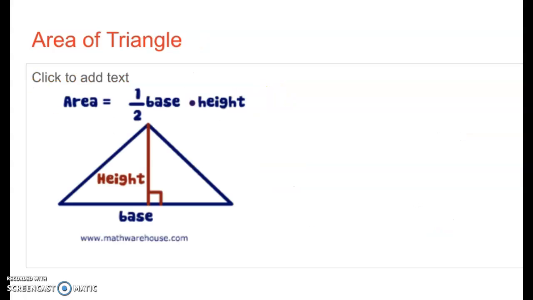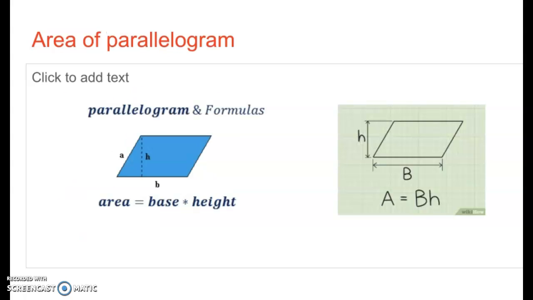Now we are going to talk about the formula for finding the area of a triangle and a parallelogram. The area of a triangle equals 1/2 the base times the height. If you get rid of the 1/2 entirely, you're going to be left with base times height. And as you can see, this is very similar to the area of a rectangle, which is simply length times width. Here you can see the area of a parallelogram is equal to base times height.